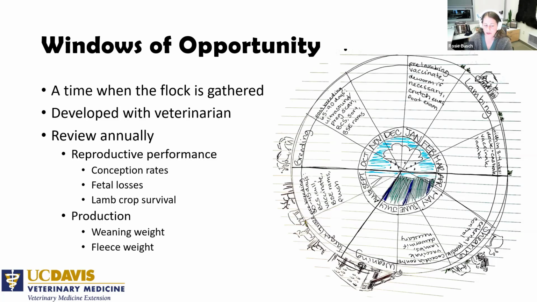We're looking at reproductive performance. We're looking at conception rates, fetal losses, and lamb crop survival. There are older benchmarks that are acceptable for some of these rates of losses. It's a bit challenging because some of those are probably about 40 years old, and what was accepted then might be a little bit different now.